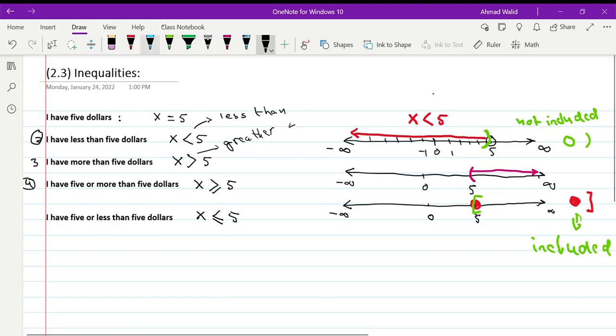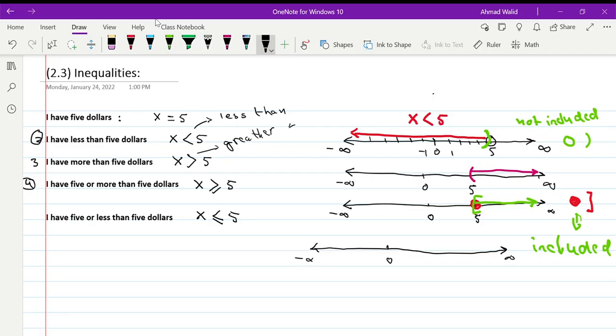I have 5 or more than $5. It means starting from 5 to where? To infinity. Let's translate the last sentence, then we can talk more about these signs. Last sentence. Here positive, here for example 0, here negative infinity. I have 5, mark your 5, or less than $5. It means use a bracket or a closed circle opening to the left.